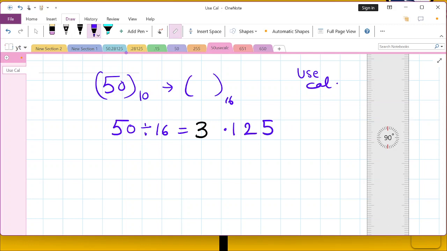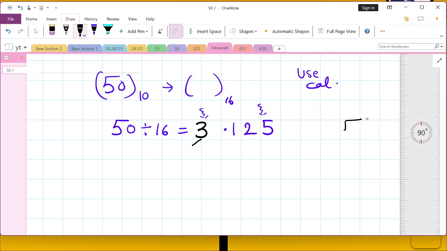3.125. Now this 3 will be treated separately and this 0.125 will have a separate treatment. How to go for that? Let's see. We will first consider this integer quotient. That is our quotient. So it is like this. When you write 50 divided by 16 and you continue doing that, this is what you are going to get.